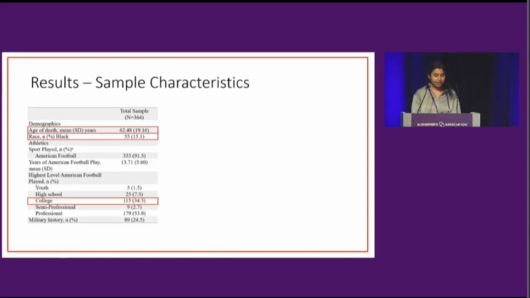The sample was predominantly former American football players who played at the college level or higher, and there was other representation from sports like hockey, soccer, or wrestling.